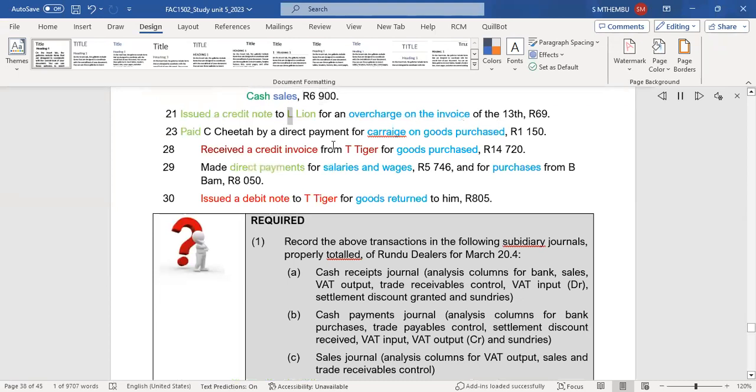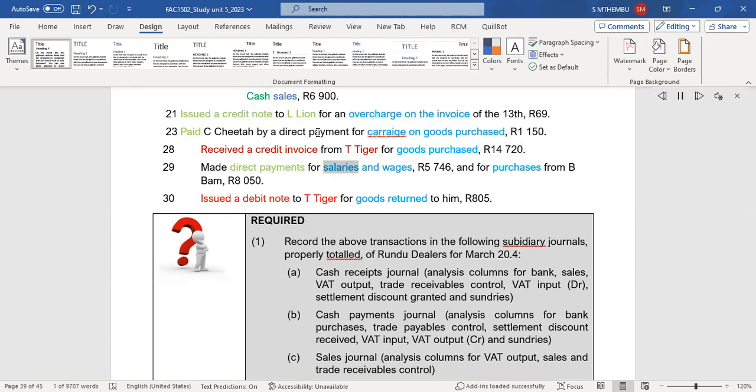21 issued a credit note to L Lion for an overcharge on the invoice of the 13th, R69. 23 paid C Cheetah by a direct payment for Courage on goods purchased, R1150. Received a credit invoice from T Tiger for goods purchased, R14720.